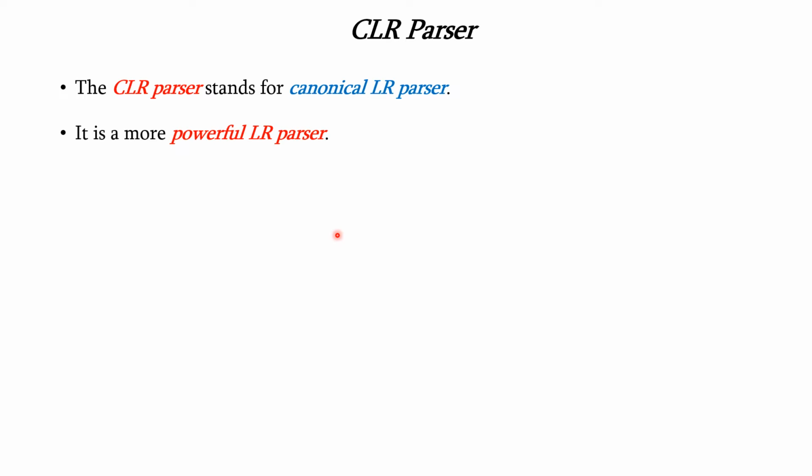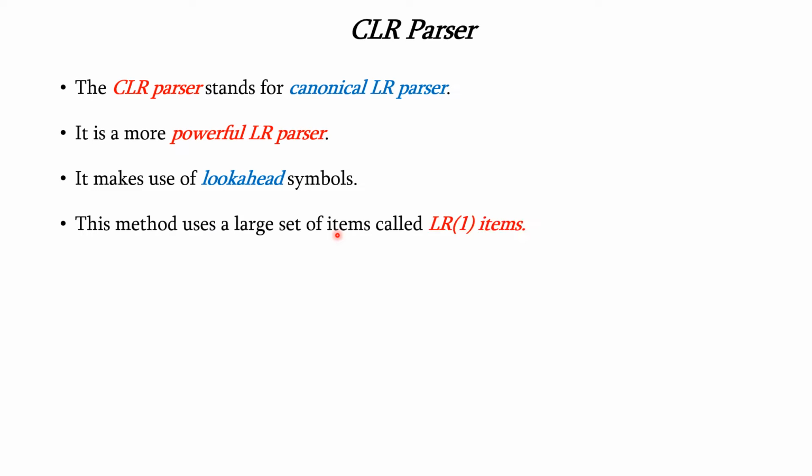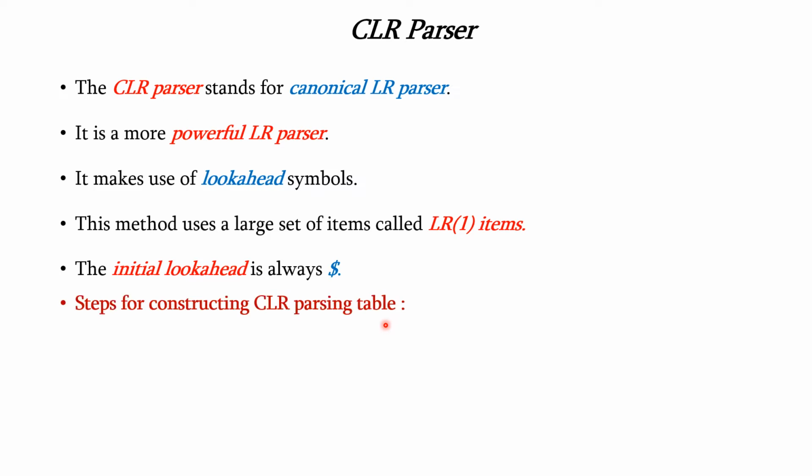First, let us see what is CLR Parser. The CLR Parser stands for Canonical LR Parser. It is a more powerful LR parser and it uses the lookahead symbols. It is a method which uses the large set of items called LR(1) items, and the initial lookahead is always the dollar sign.